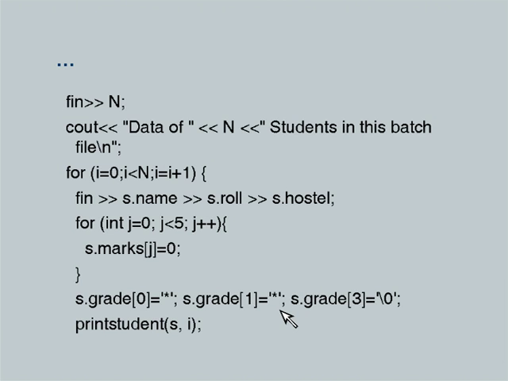And incidentally, I print students, I added one more parameter, a serial number. This i is the serial number. i is varying from 0, 1, 2, 3, 4, 5, 6, 7, 8, etc. This serial number I propose to treat as the key to the student. Why this serial number? Because this serial number implicitly gives me an index into the array of records on the disk.